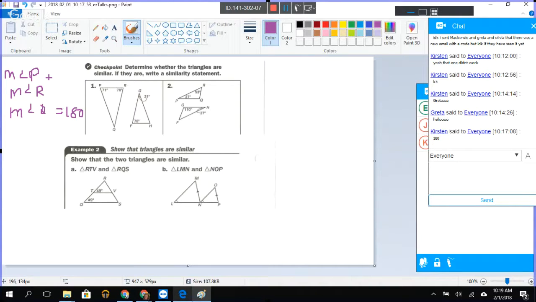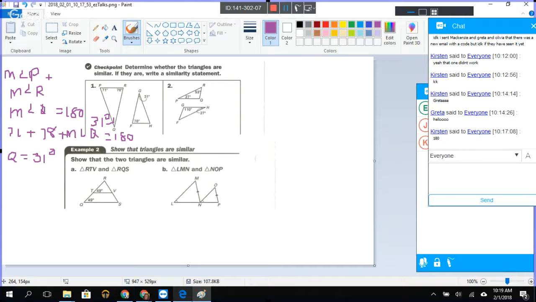So P is 71 plus 78 plus the measure of angle Q equals 180 degrees. I wish I could write nicer on here. Okay. If we subtract 71 and 78 from both sides, we get that Q is equal to 31 degrees. So this is 31 degrees.